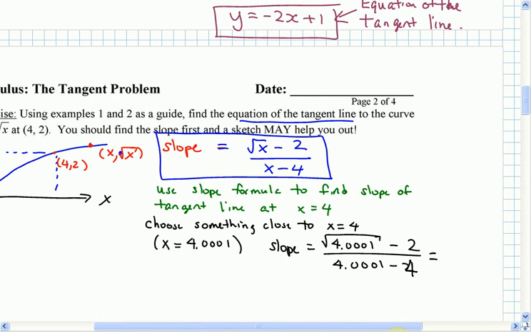I think it's going to be a decimal. 0.25? Yes, 0.25. So this is pretty close to 0.25, and that's approximately just 1/4, right? Okay.